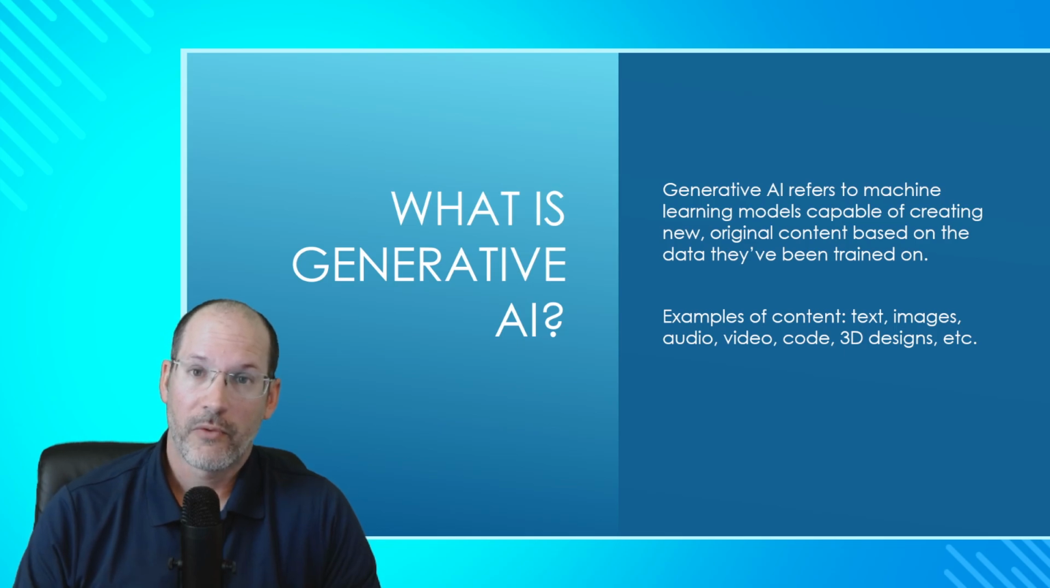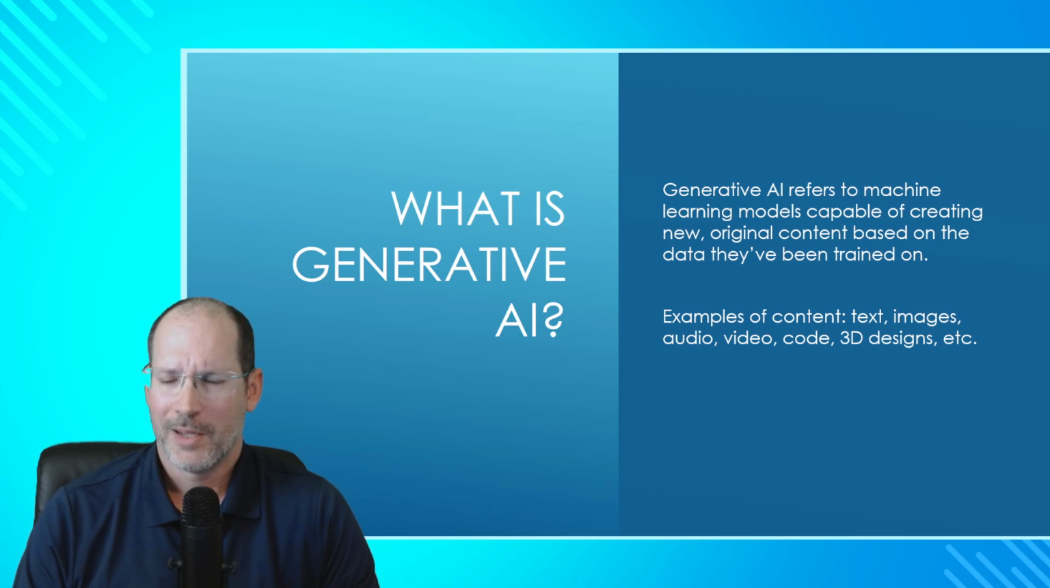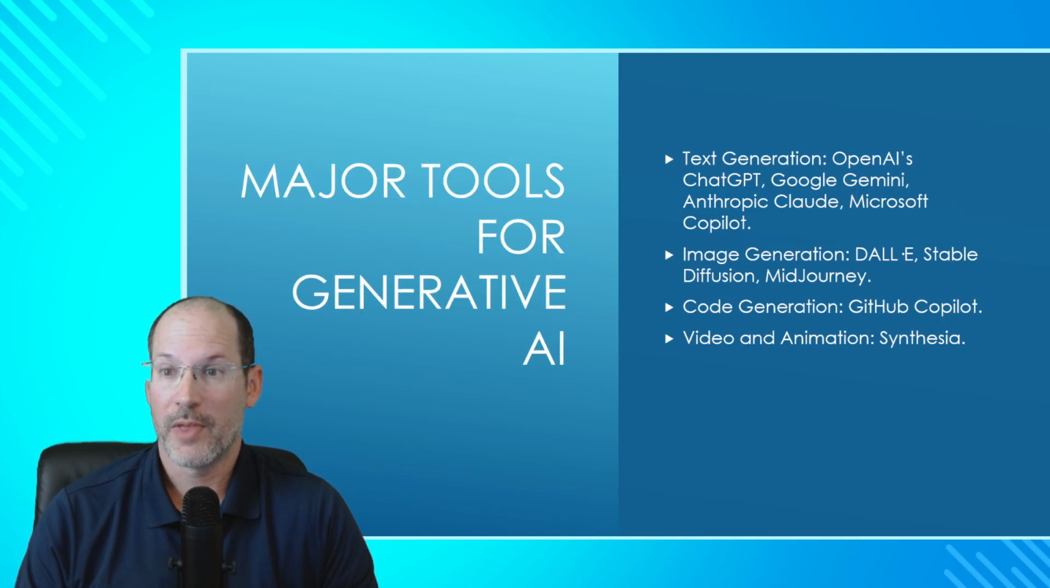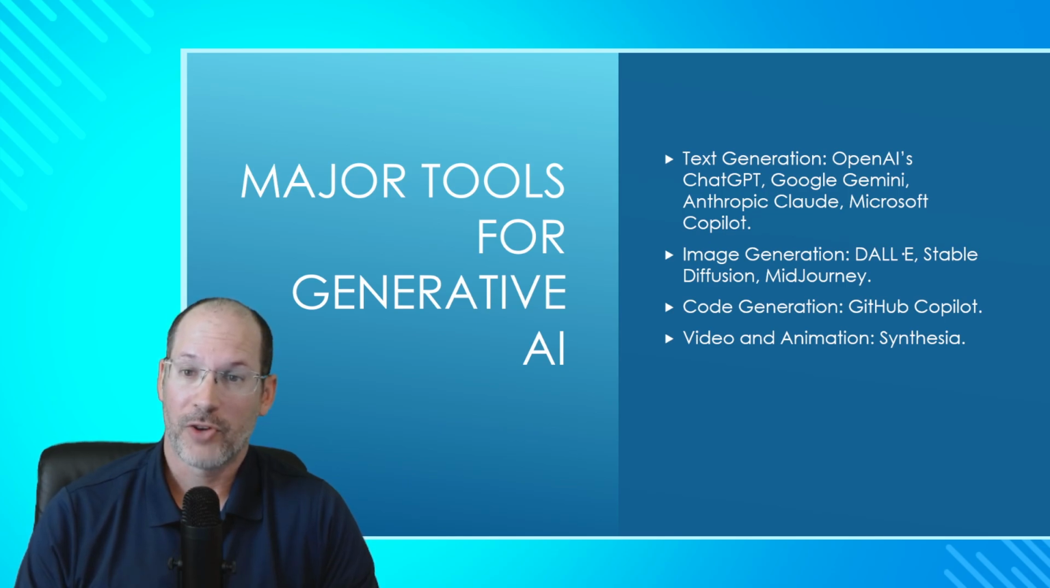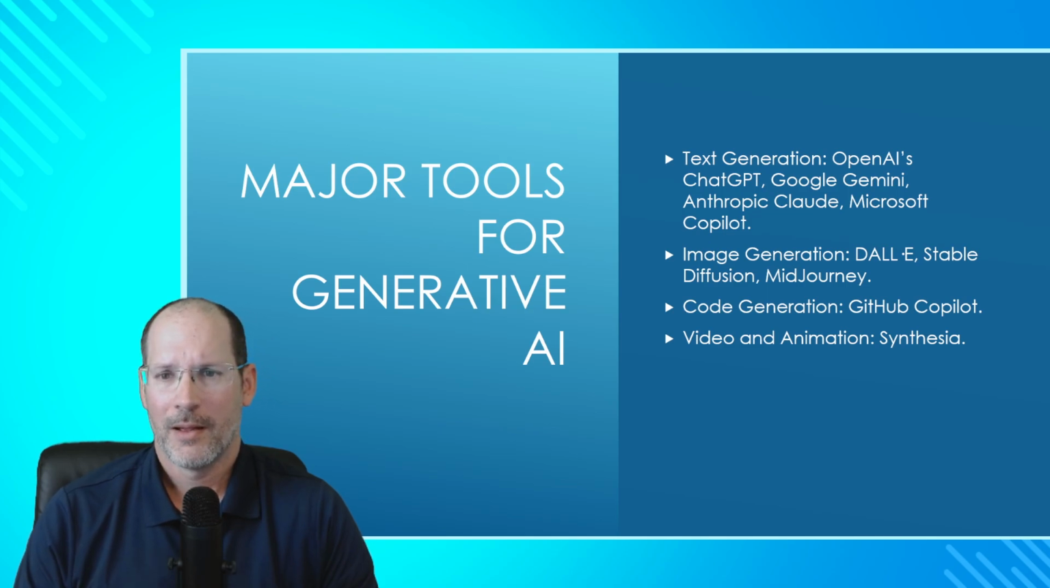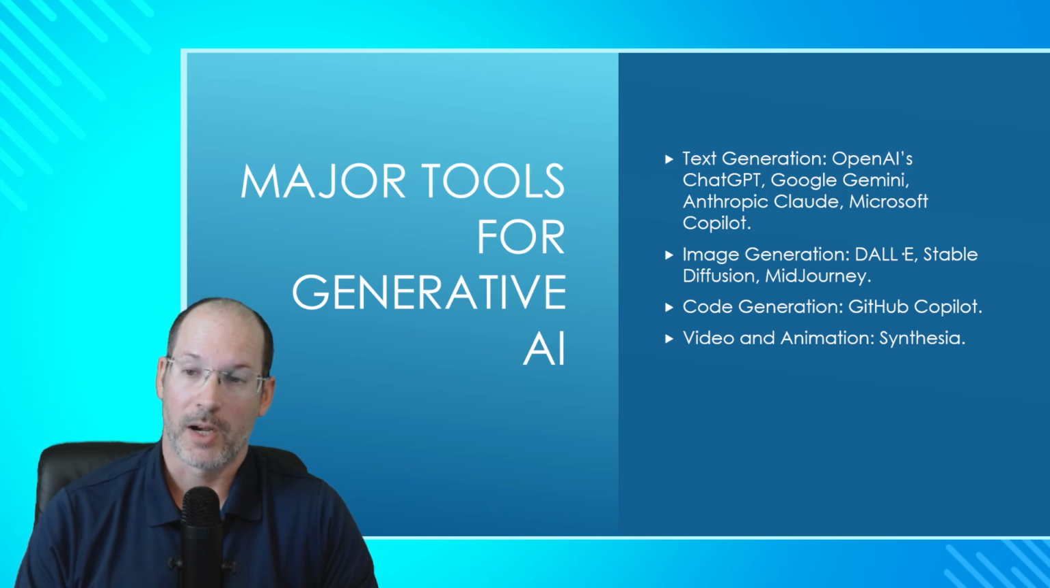What are some examples of those types of things that generative AI can create? Well, content in the form of text, images, audio, even video, code, as in programming, and designs and things like that. And there's a variety of tools out there that you can use to do these types of generative AI activities. So, of course, we have OpenAI's ChatGPT, Google Gemini, Anthropic's Claude, Microsoft Copilot. Those are some of the biggest names in the generative AI field of products right now. And they all sort of do similar types of things.